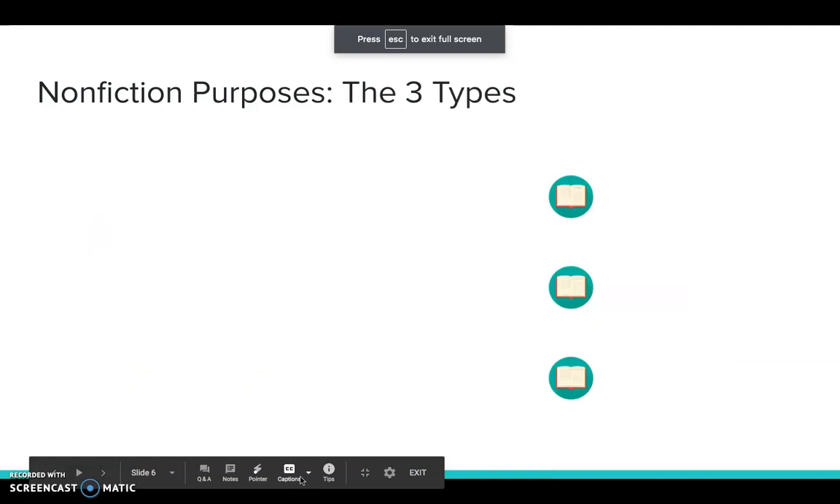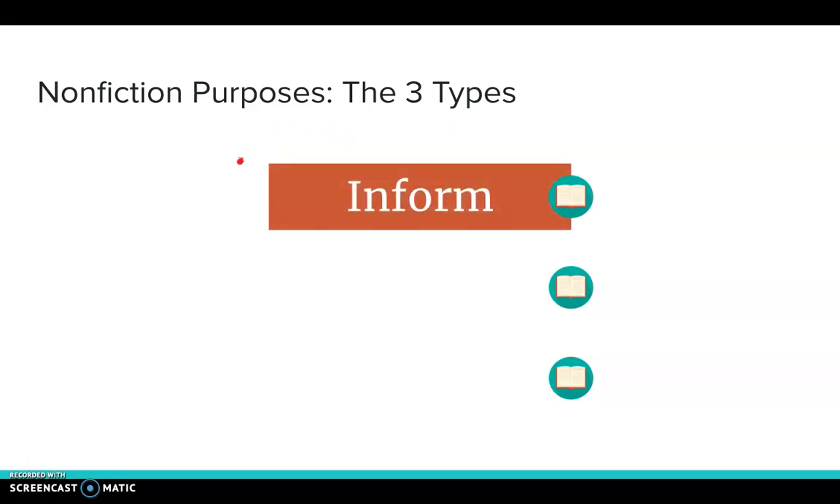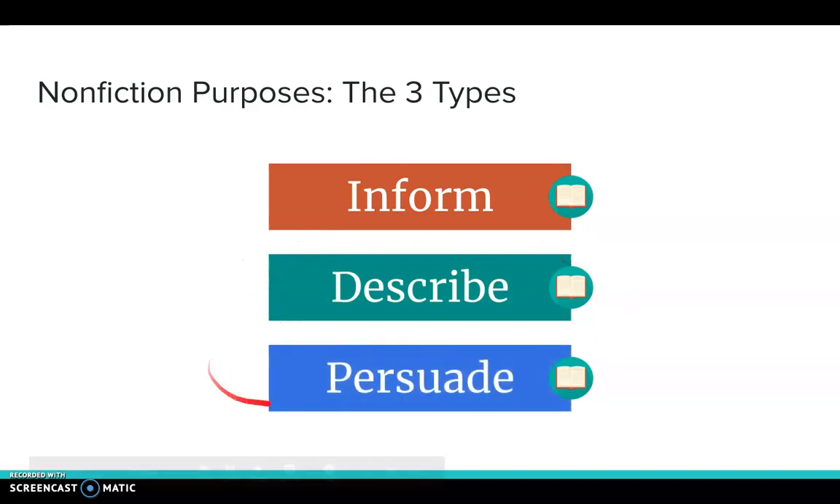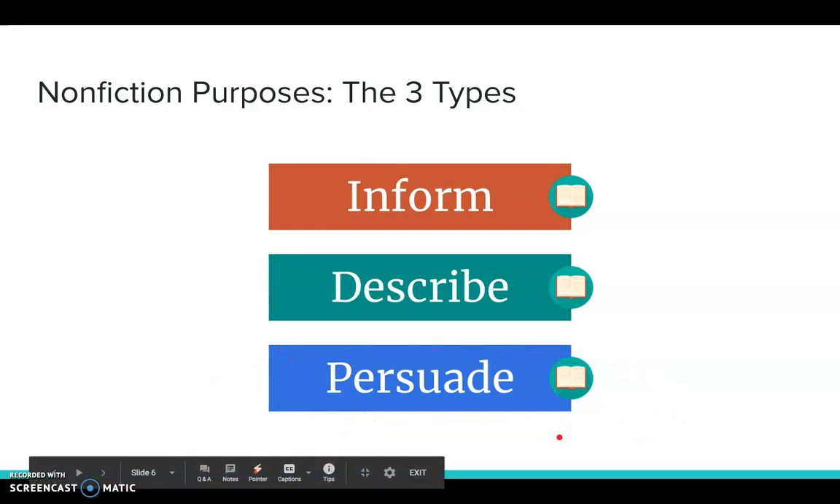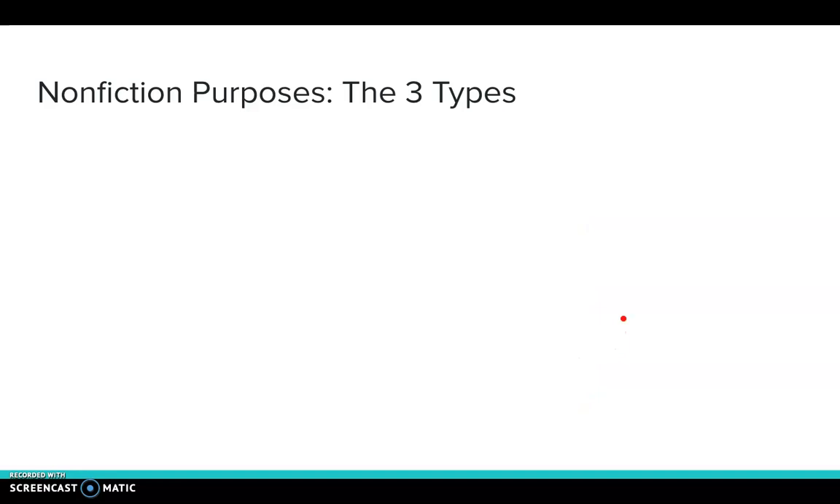Okay. So there are three purposes of nonfiction. There's informing. Nonfiction authors will write their essay, their speech, their autobiography in order to inform people sometimes. Or maybe they'll write it to describe something. Or they could be writing in order to persuade or convince their reader. So go ahead and write each of these under number 2 in our study guide. Inform, describe, and persuade.